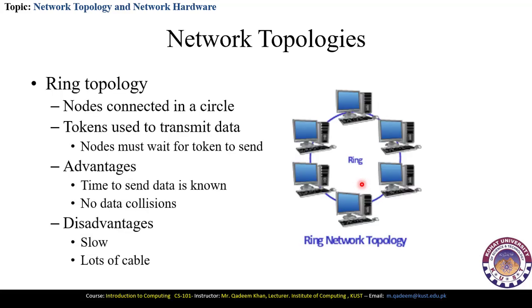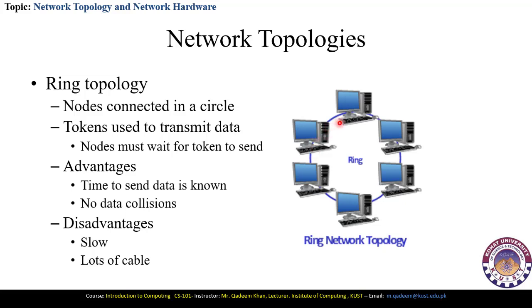Another example of a type of topology is the ring topology. As its name indicates, it is in the form of a circular ring. You can see that each and every computer is connected with another computer through one wire in a circular fashion. So this is the ring network, or ring topology.